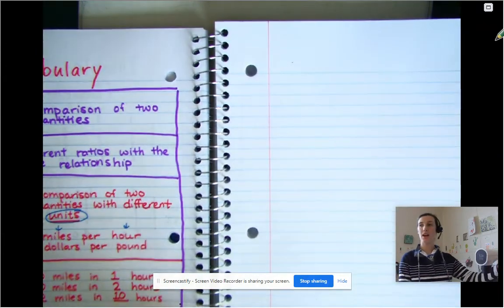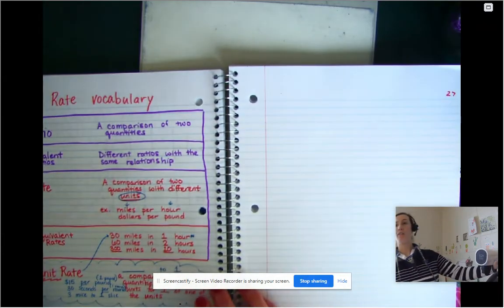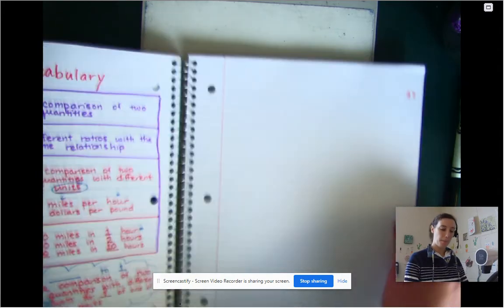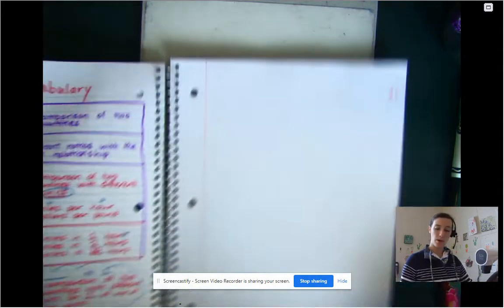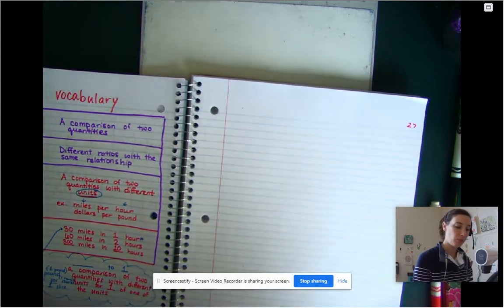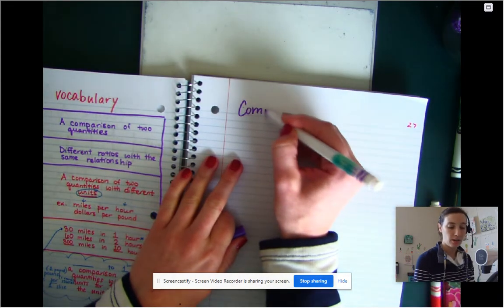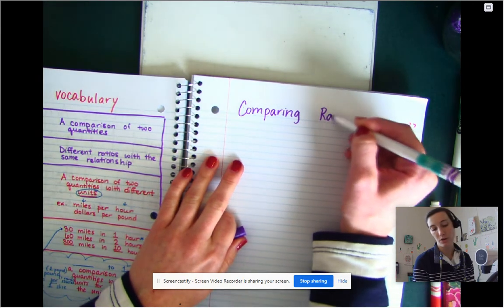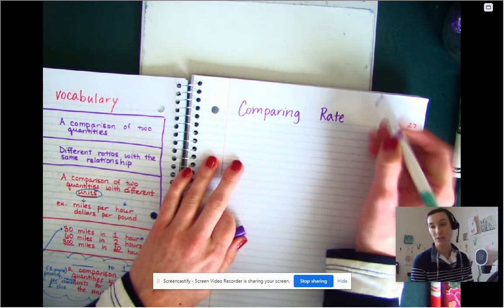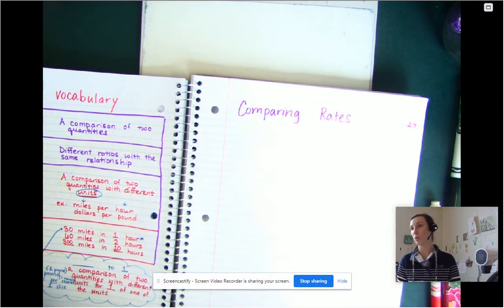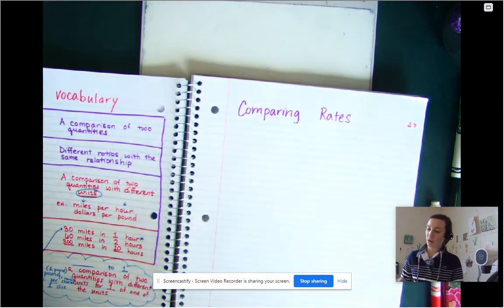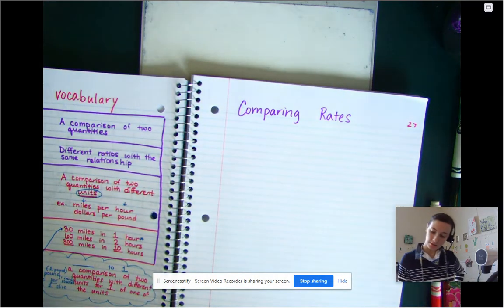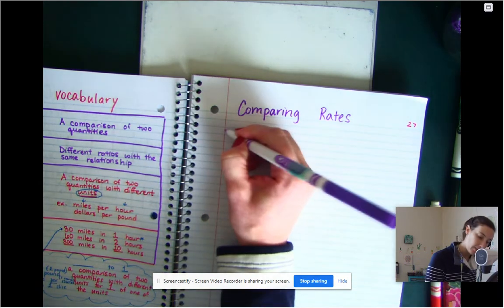Hello again. We're on the other side now of page 27, and we're going to talk about when we want to compare rates. So sometimes we want to know if two rates are equivalent, or we want to know which rate is faster or slower or better or worse or whatever. So I'm going to steal these right out of your packet.